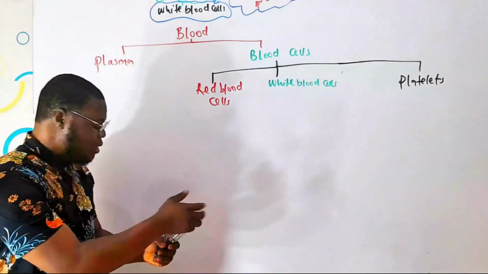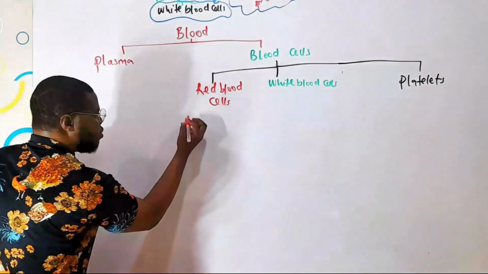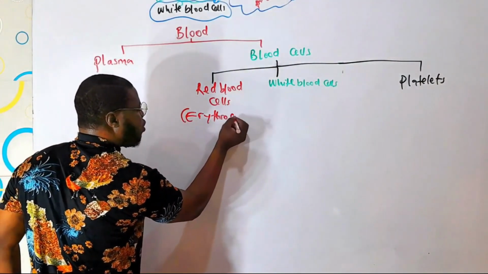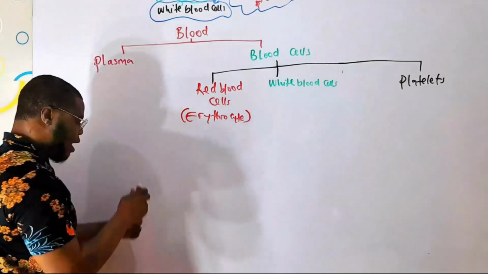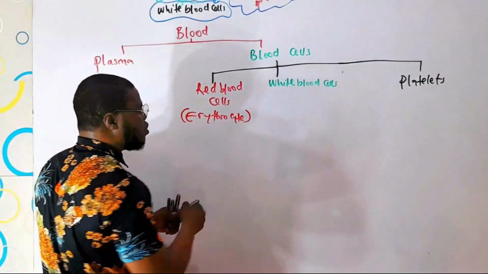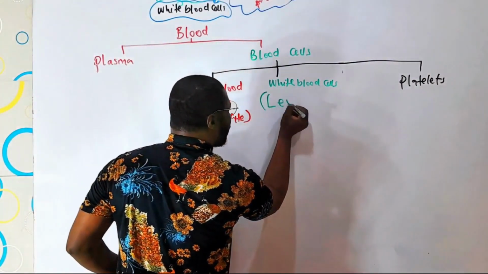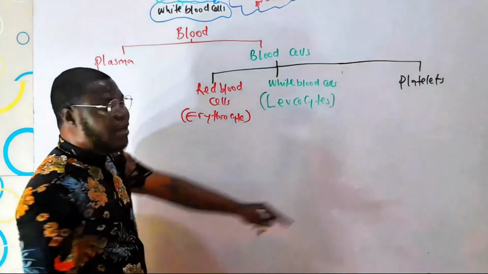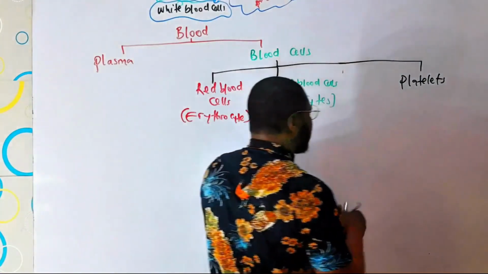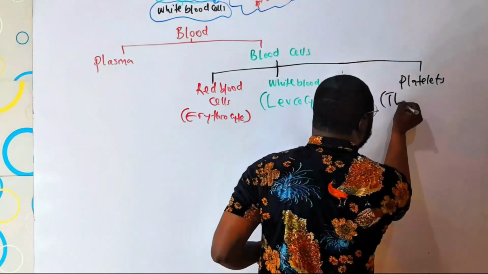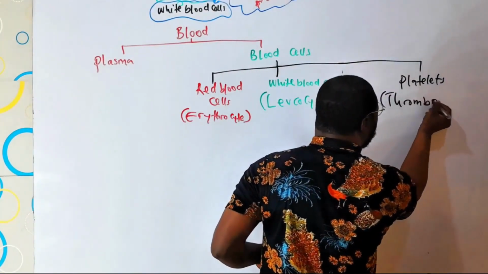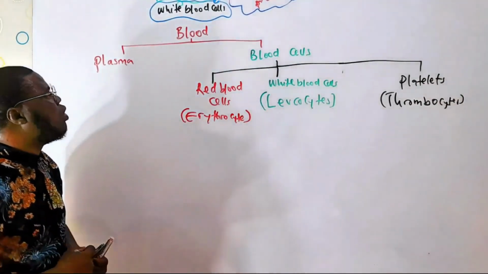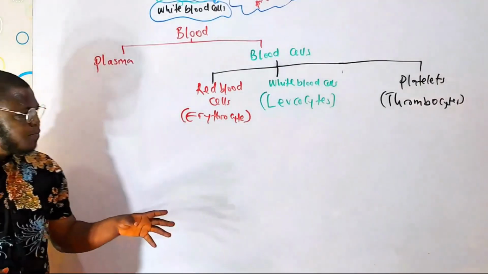And they all have another name. The red blood cells you can call erythrocytes. We've done that before. For the white blood cells, you can call them the leukocytes. And the platelets can be called thrombocytes.